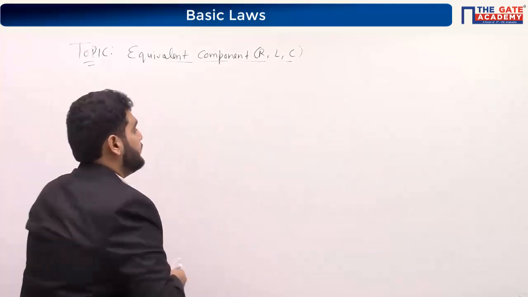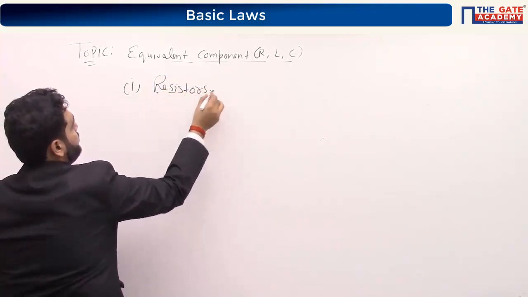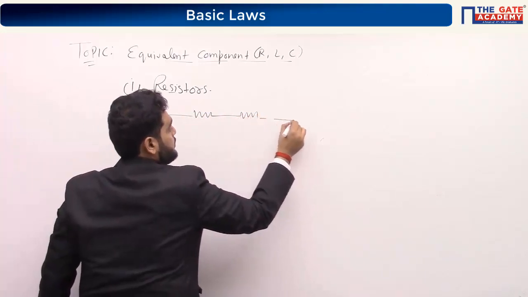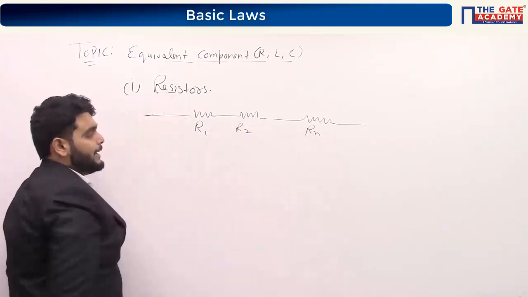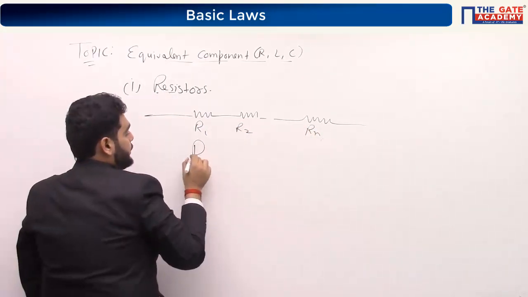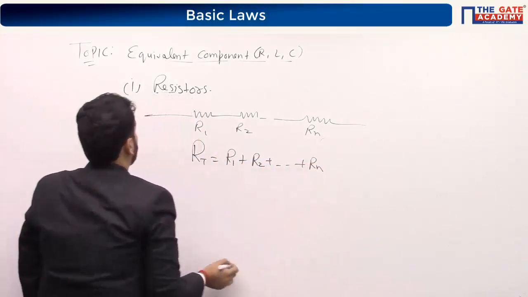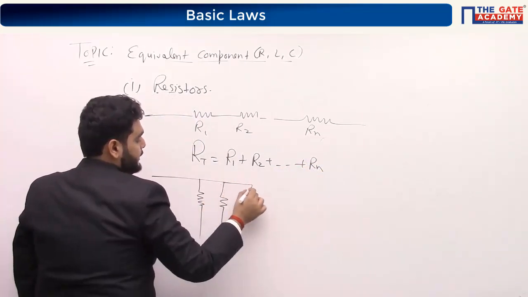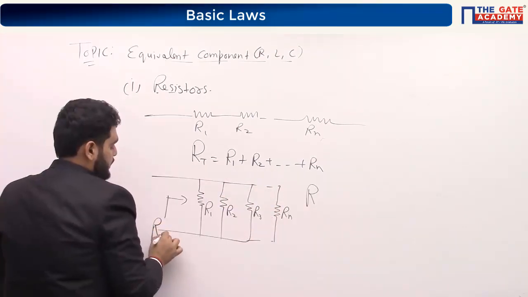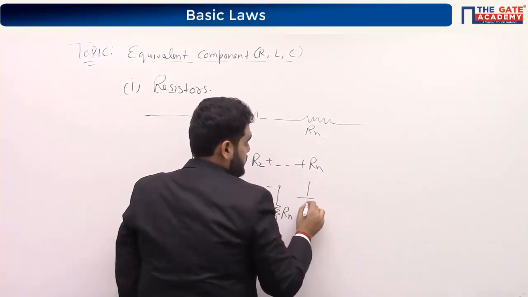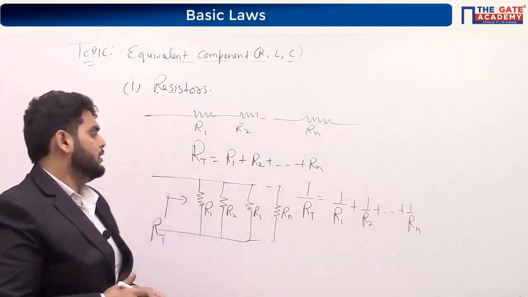Now I am writing just a few points for resistor first. Just a few points to remember. If n resistors are connected in series, then total resistance is equal to R1 plus R2 plus up to Rn. Similarly, if n resistors are connected in parallel, then total resistance is equal to the parallel combination of each and every resistance. Okay, so this you know.